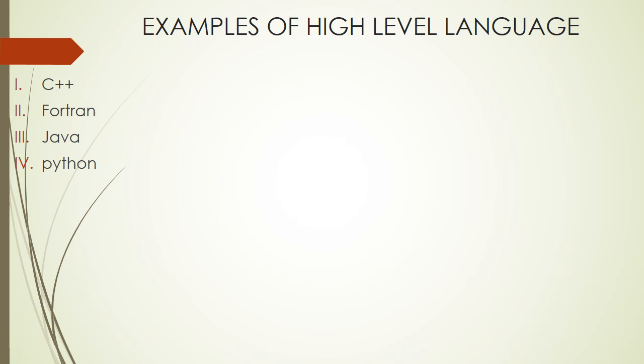So let's look at the second one, which is Fortran. Fortran is a programming language used for scientific and numerical computing. It was developed in the 1950s by IBM. Then we have Java. Java is a programming language and computing platform that is used to create applications. Then we have Python. Python is a popular high-level programming language that is used for web development, data analysis, and more.